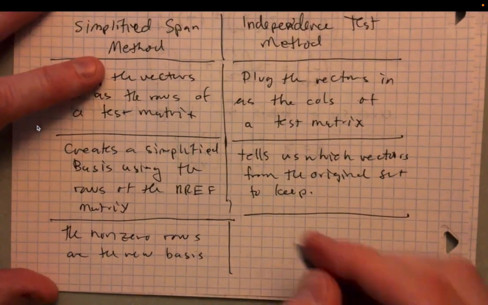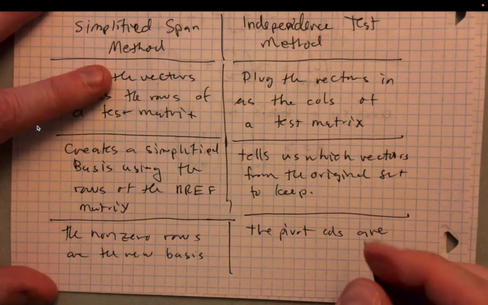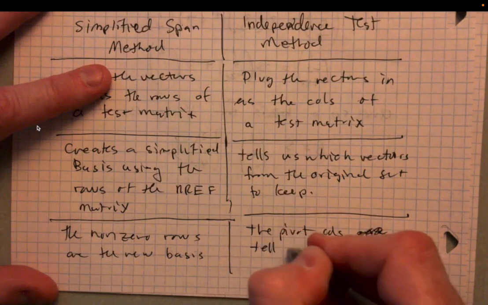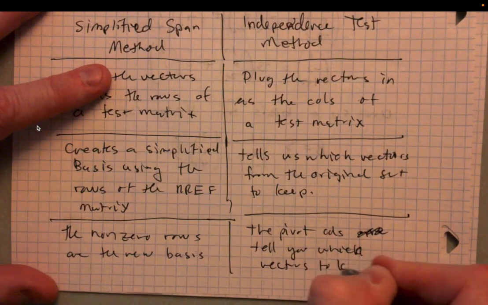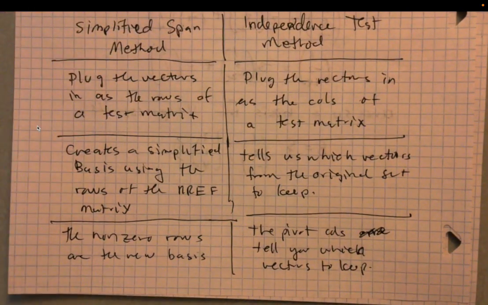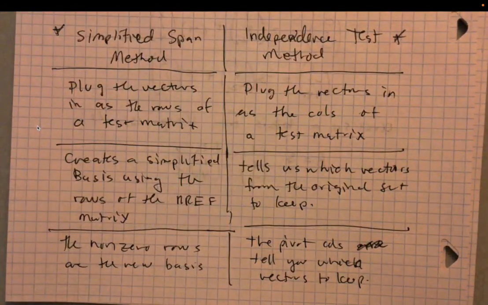Okay, and then over here, the pivot columns tell you which vectors to keep. So these are two totally different methods. One uses the row space, one uses the column space of a matrix. In both cases you row reduce, but your interpretation of the results is what varies. In one sense, you're saying, here are the actual new basis vectors. In the other sense, you're saying, go back to the original set and keep the ones that are linearly independent.